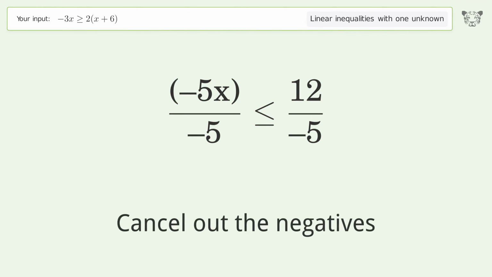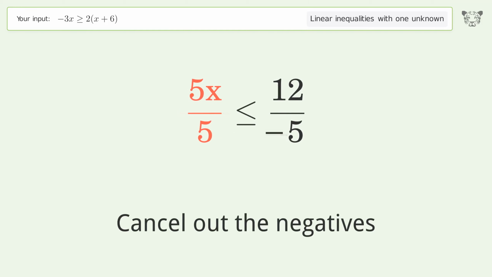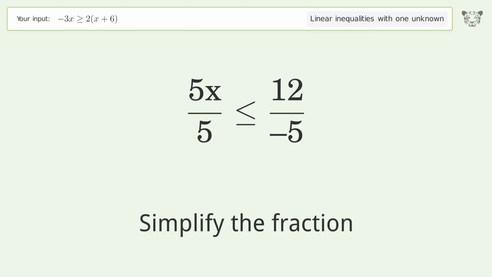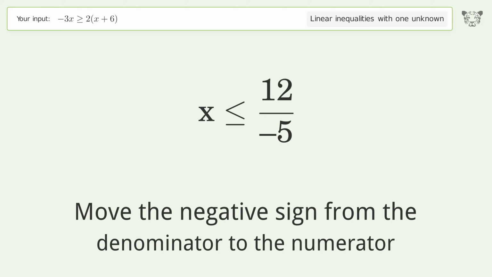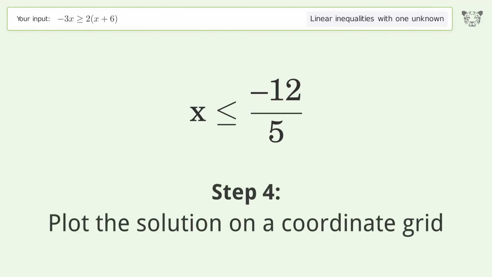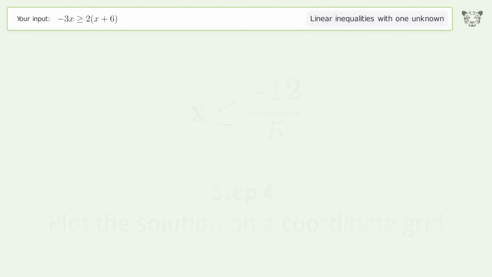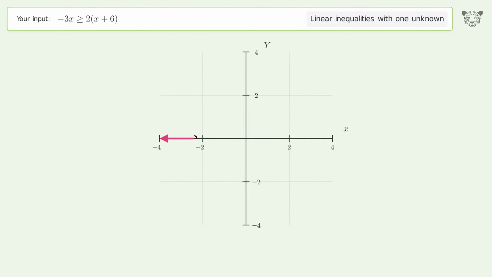Cancel out the negatives. Simplify the fraction. Move the negative sign from the denominator to the numerator. Plot the solution on a coordinate grid. And so the final result is x ≤ -12/5 ≤ -22/5.